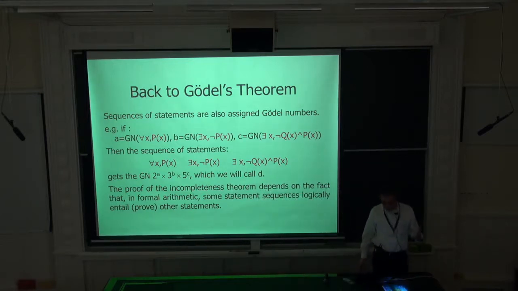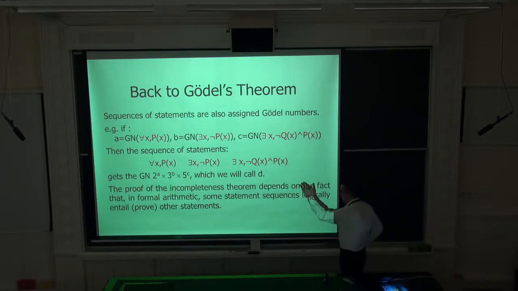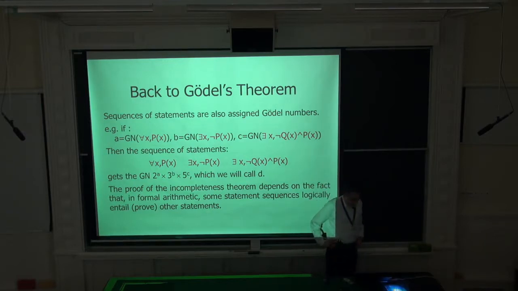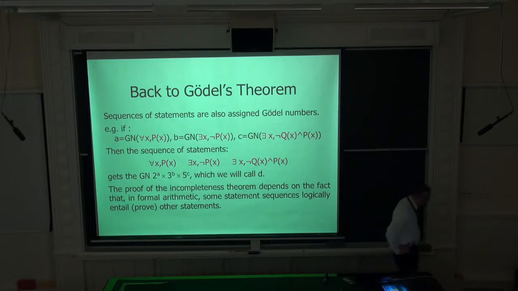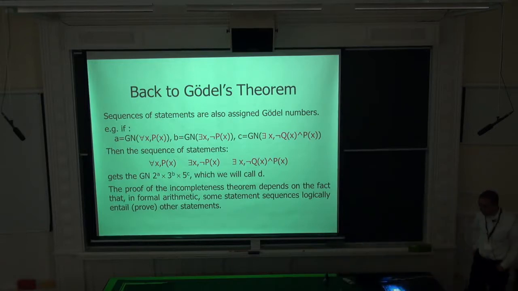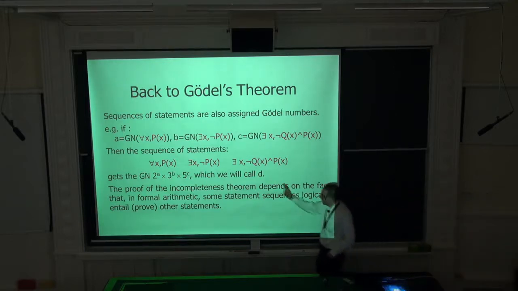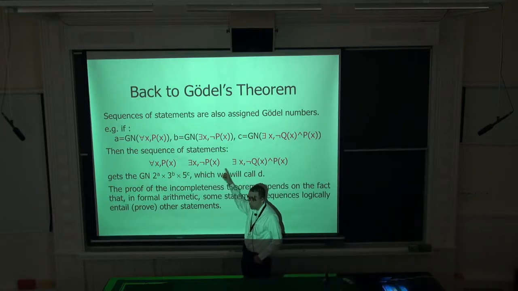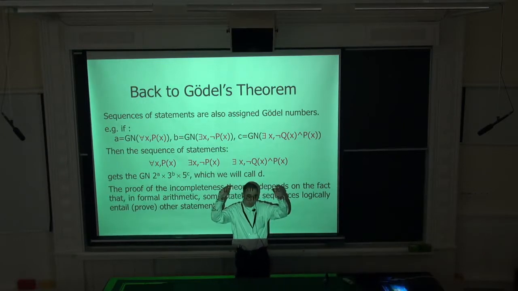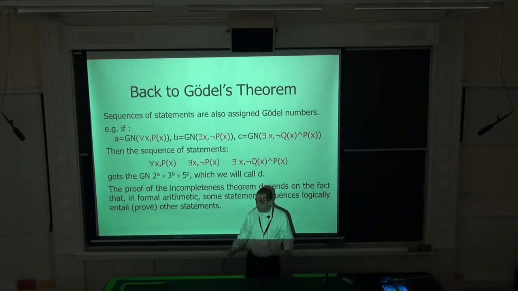Now the proof of the incompleteness theorem of Gödel actually depends on the fact that in formal arithmetic some sequences of statements prove other statements. So for instance, when we were in school and were asked to prove some theorem, you would get a good mark when you aligned sequences of statements that lead from what you're asked to prove to the target of the proof.